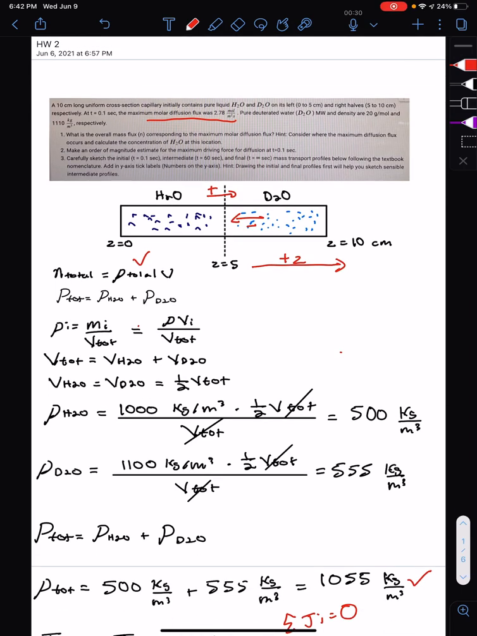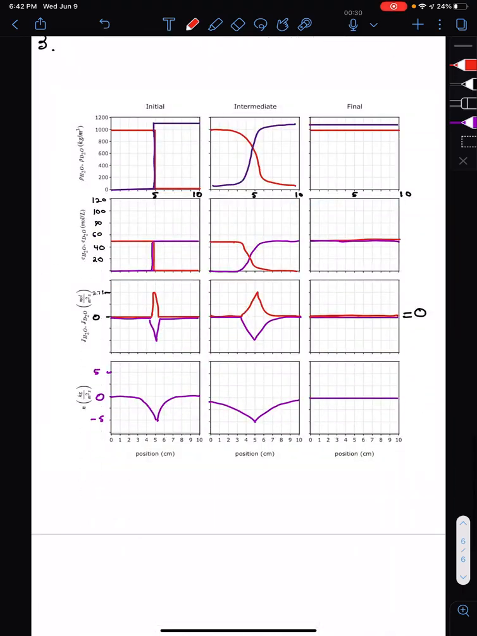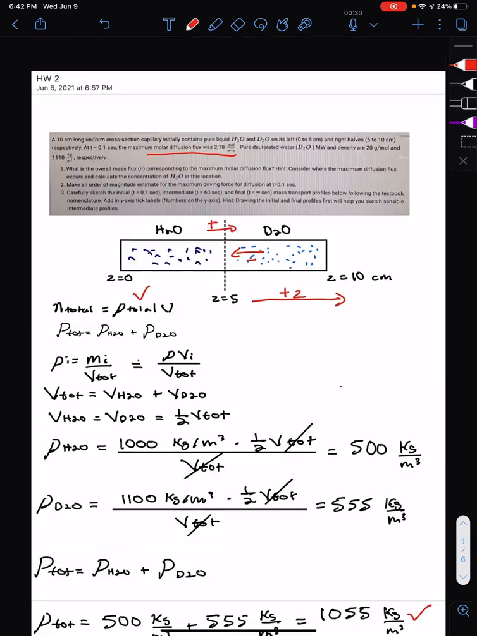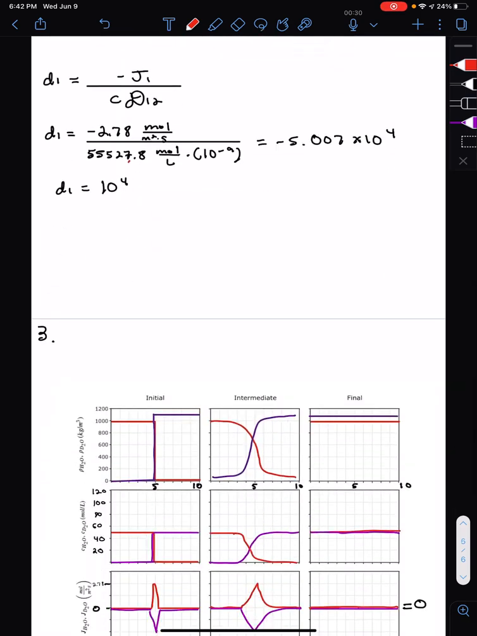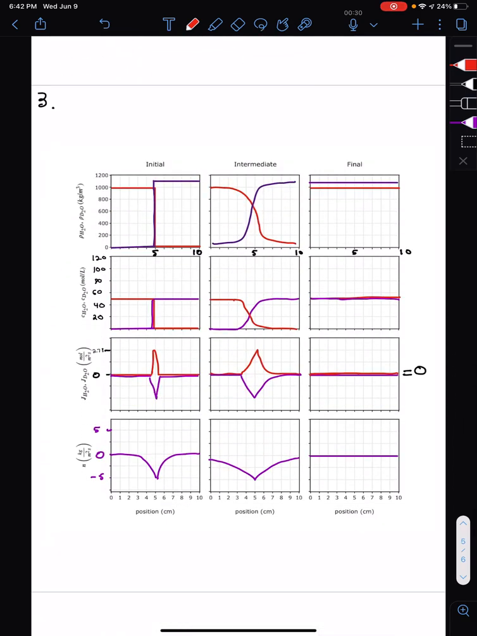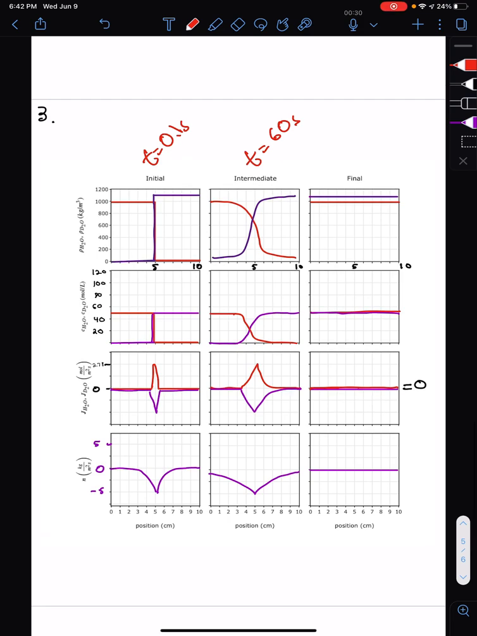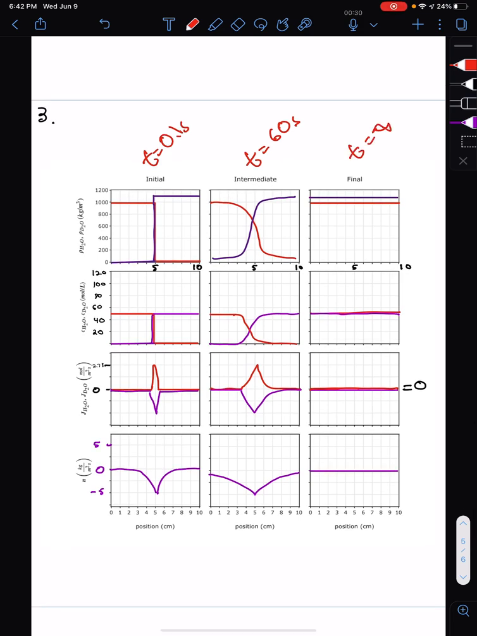Now, the third part of the problem asks us to sketch the initial, intermediate, and final mass transport profiles. So we're going to do that right now. And they said label the equation, label the x-axis and the y-axis. So we're going to scroll down. The initial, they said, was at t equals 0.1 seconds. Intermediate was t equals 60 seconds. And then final was t equals infinity.